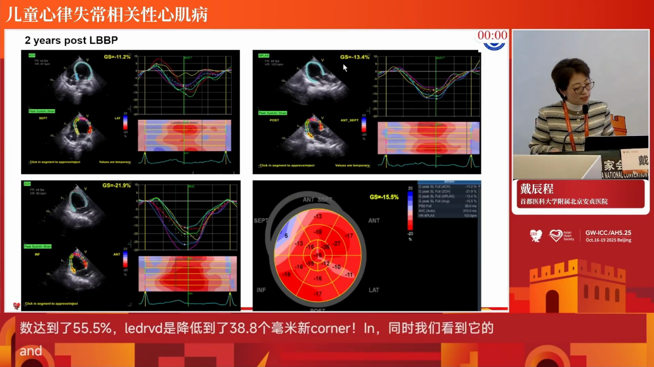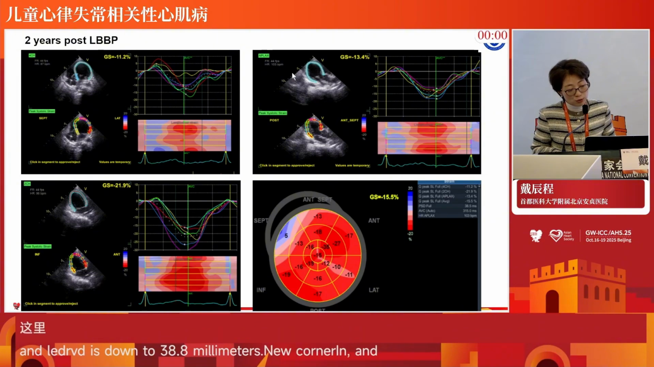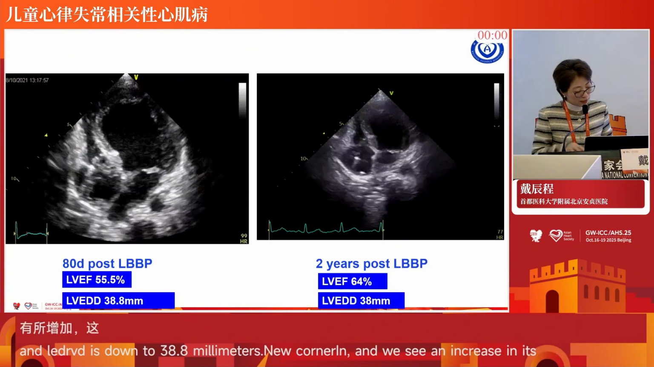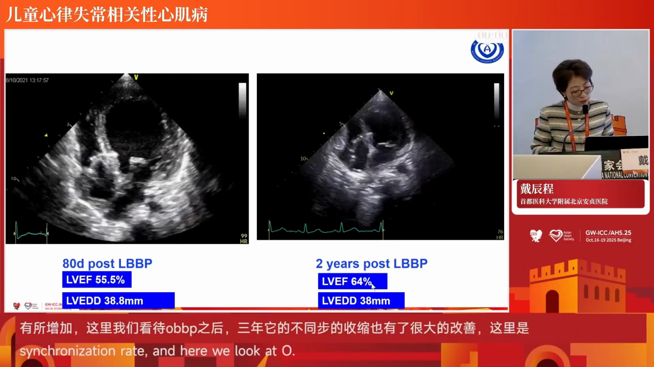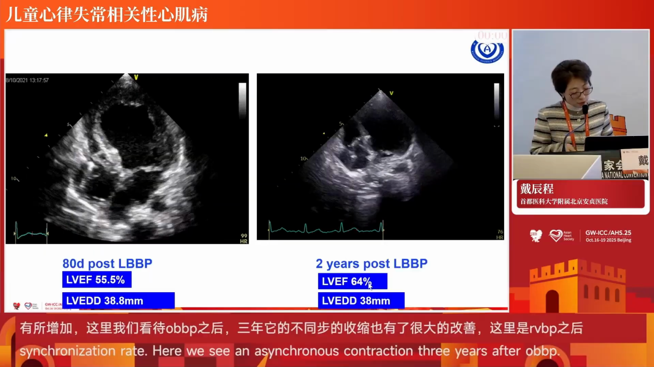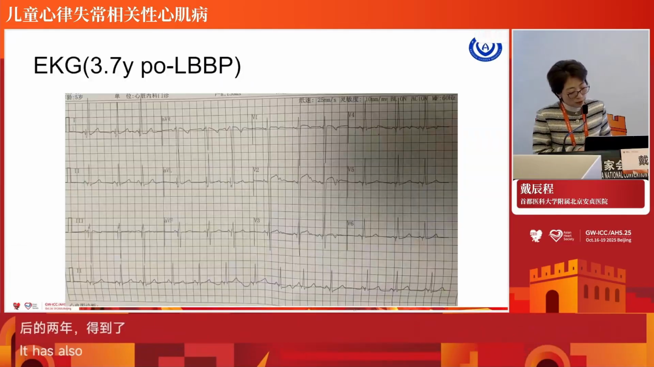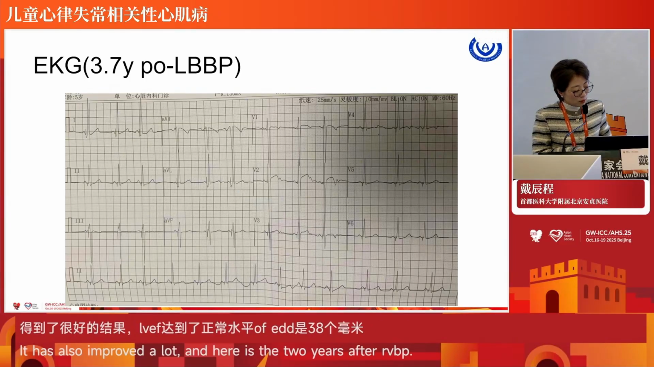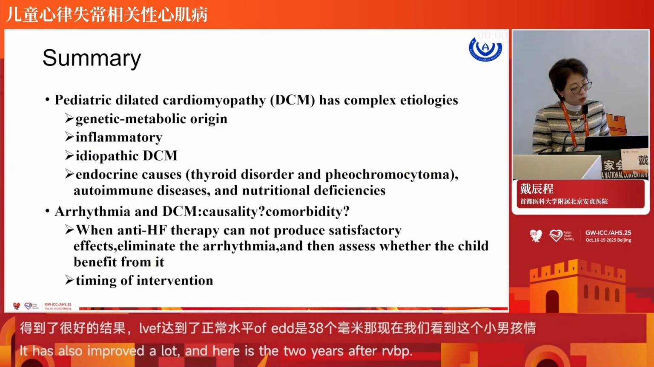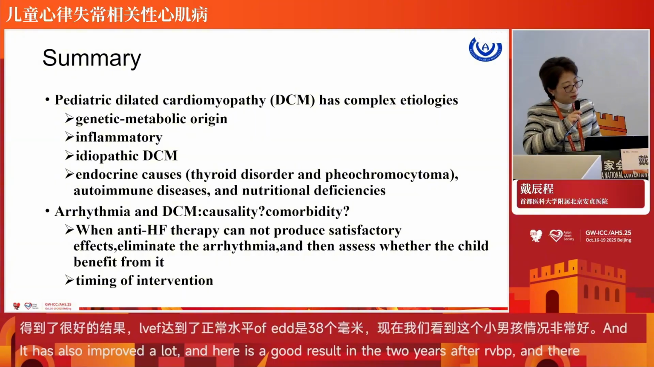and we can see 3 years after LBBP, the synchronous left ventricle contraction is also good. And this is 2 years after LBBP. Very good. LVEF is normal, and LVEDD is 38 millimeter. Now the boy is very good, with narrow QRS and normal echo.